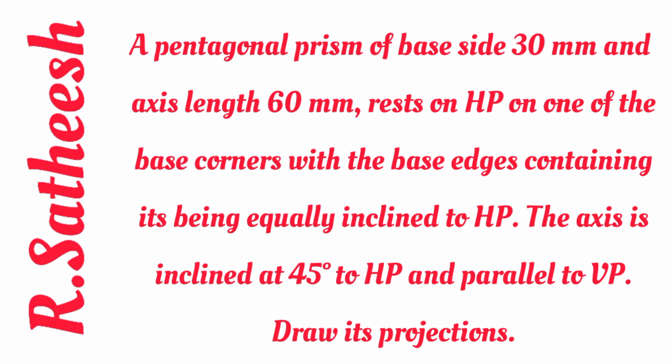Our problem is a pentagonal prism of base side 30 mm and axis length 60 mm that rests on HP on one of its base corners, with the base edges containing it being equally inclined to HP. The axis is inclined at 45 degrees to HP and parallel to VP. Draw this projection. So, the given problem is a pentagonal prism.